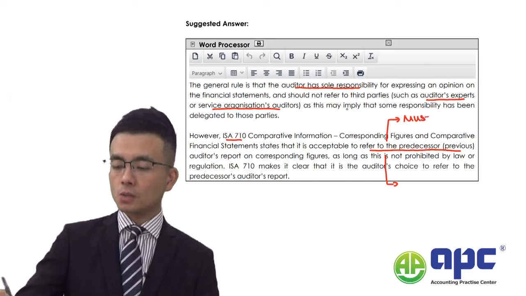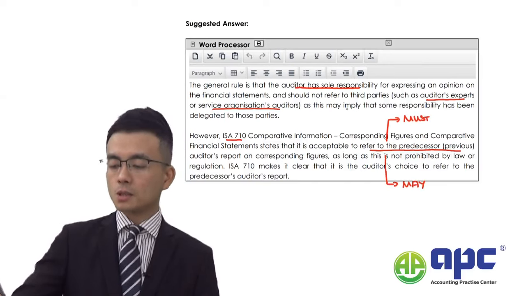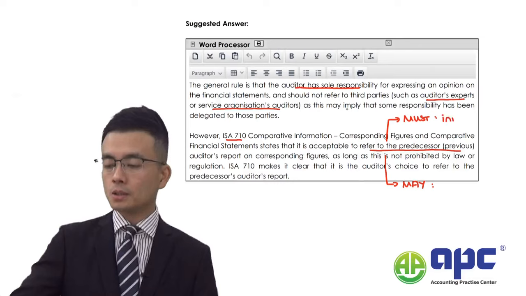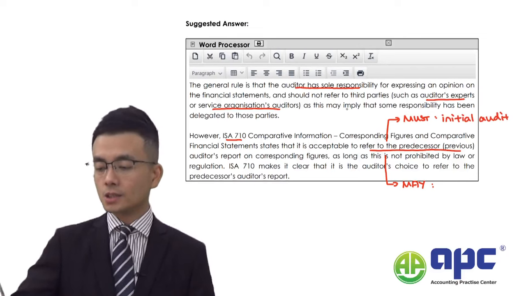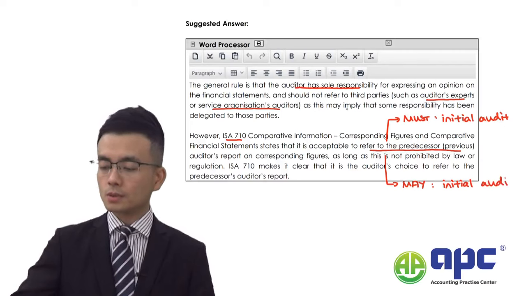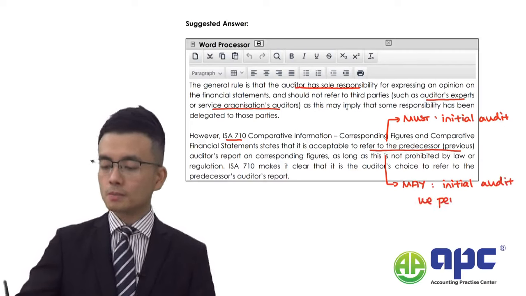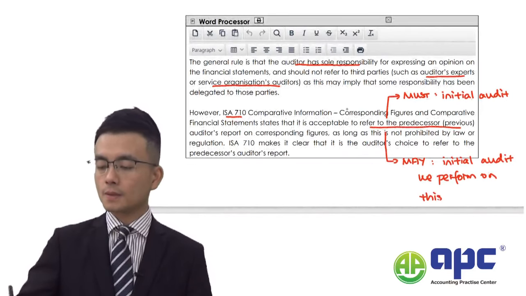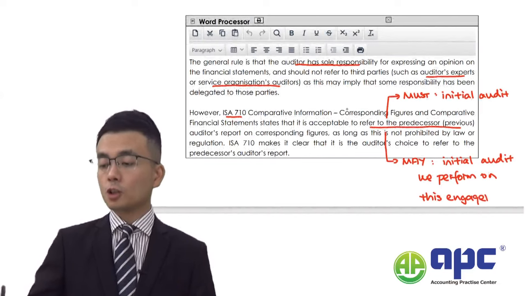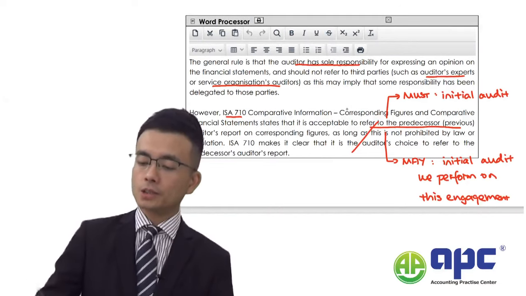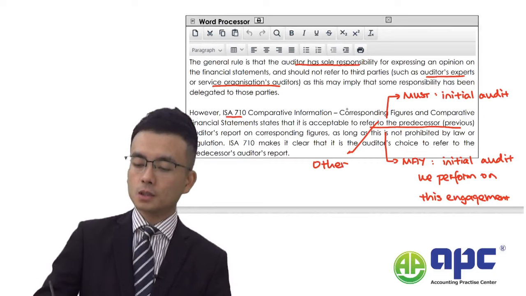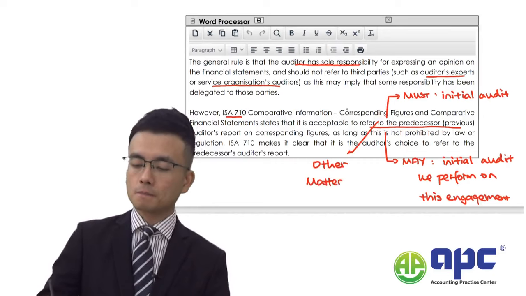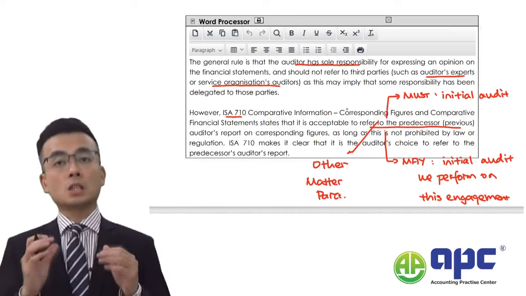And of course, there will be two situations. One is must and one is may. Must is when this will be the initial audit, and may is when it is not the initial audit we perform on this engagement. Now, of course, both of them would be included in the other matter paragraph in our current year's audit report.